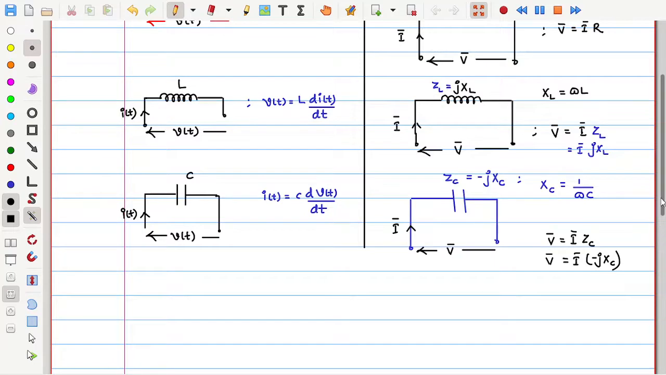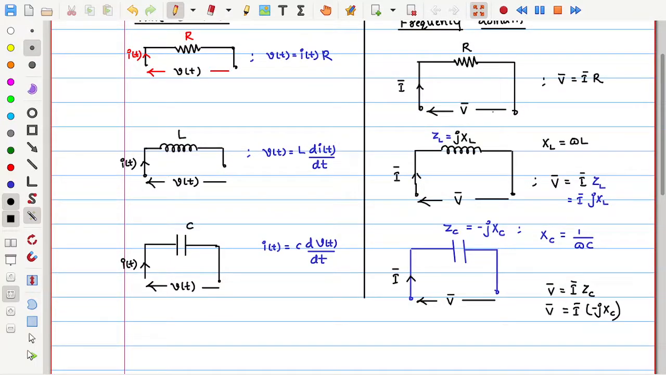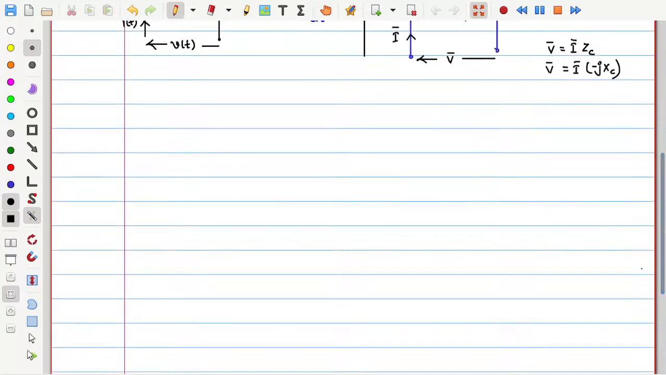These three elements are very important in understanding the entire AC circuits, the series and parallel combinations of these RLC. So we should understand this voltage-current relationship for these three elements in the frequency domain as well as in the time domain. Right, so now let us proceed to choosing combinations of these elements. First I will choose the series circuits, so let us say the heading is series AC circuits.